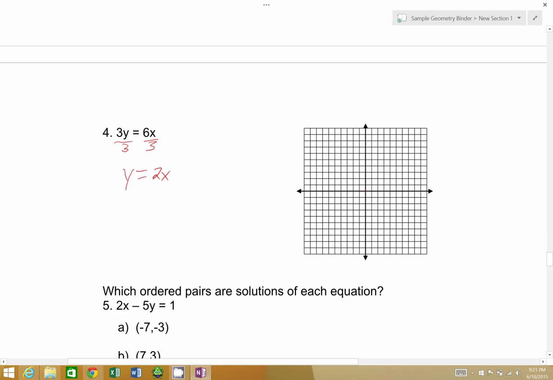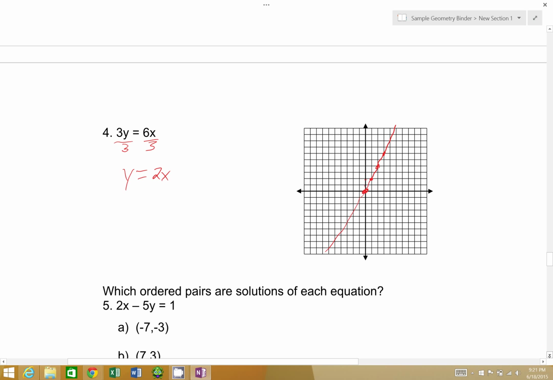So I start here at the origin, which is 0, 0. Remember, we learned the name of the origin yesterday, at the same time as we learned x-axis, y-axis, etc. And I'm going to go up 2 and over 1, up 2 and over 1, up 2 and over 1. Problem solved. We're good to go.